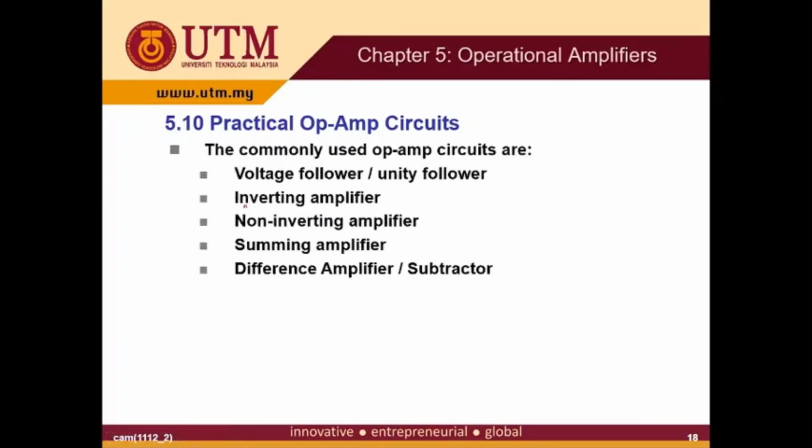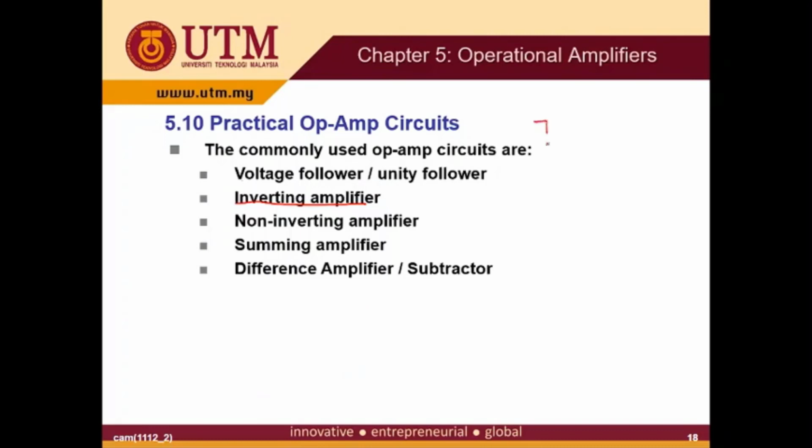Besides the inverting amplifier, the op-amp can be applied in several other circuits or applications. One of them is the voltage follower. We also have the non-inverting amplifier, the summing amplifier, and the subtractor.